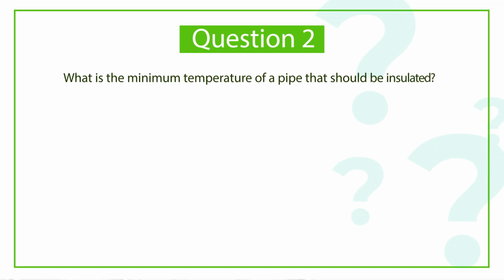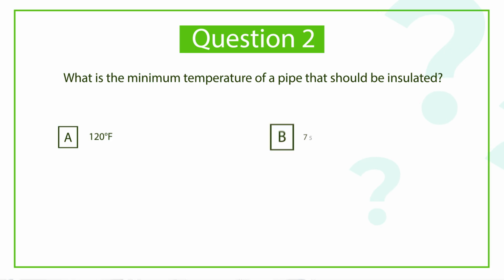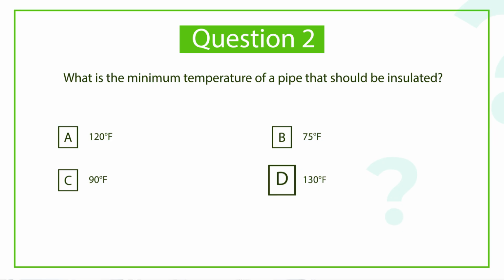2. What is the minimum temperature of a pipe that should be insulated? A. 120 degrees Fahrenheit. B. 75 degrees Fahrenheit. C. 90 degrees Fahrenheit. D. 130 degrees Fahrenheit.